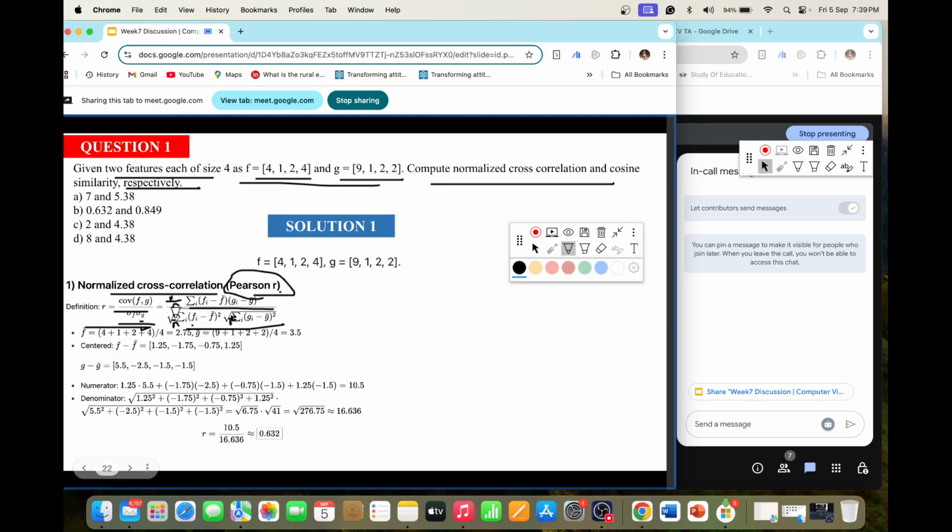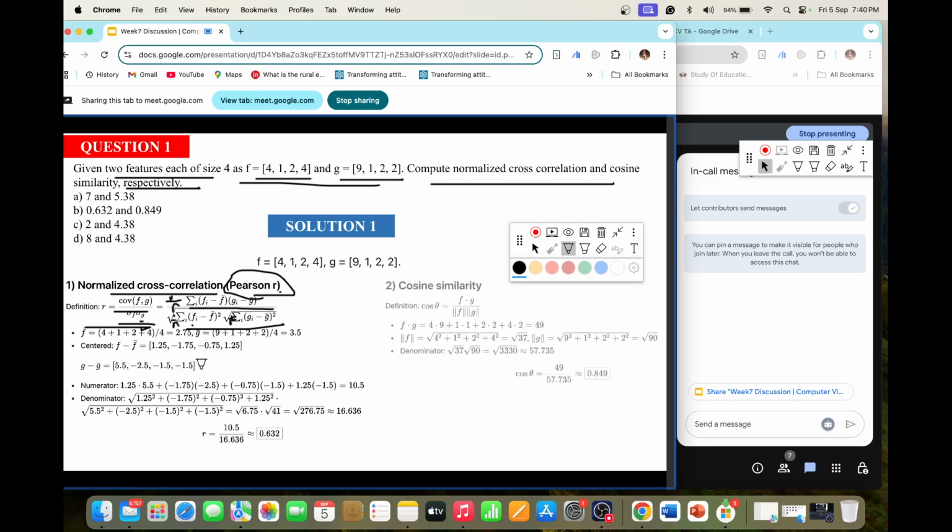So 1 by n will be coming here, 1 by n will be coming here, and 1 by n will be coming here. This is the whole formula, but as 1 by n divided by root over 1 by n into root over 1 by n gets cancelled out, that is why it has not been shown. The rest of the formulas are there, so you can easily solve the equation to get the normalized cross correlation value.